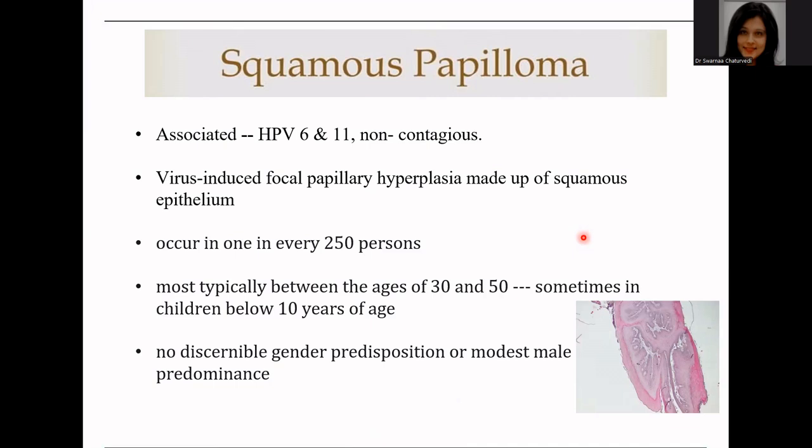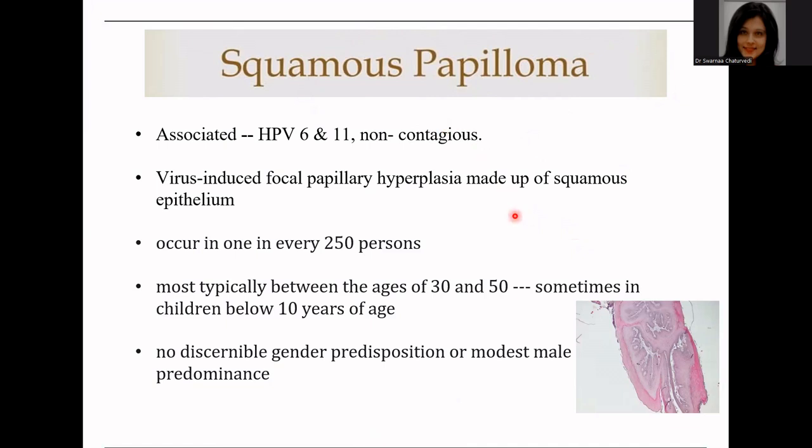All right, so if we look at this particular lesion, that is squamous papilloma, why is it termed squamous papilloma? Because if we look at the histological picture of this lesion, there will be finger-like projections, that is papilloma, which are lined by stratified squamous epithelium. So this appearance gives it the name squamous papilloma.